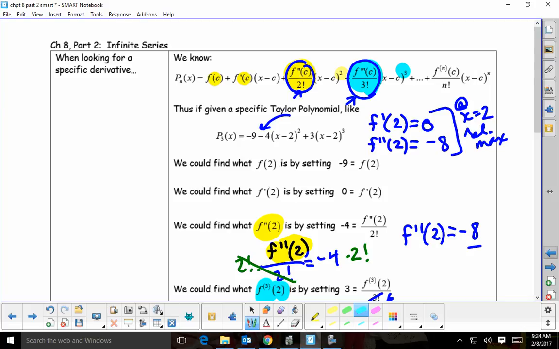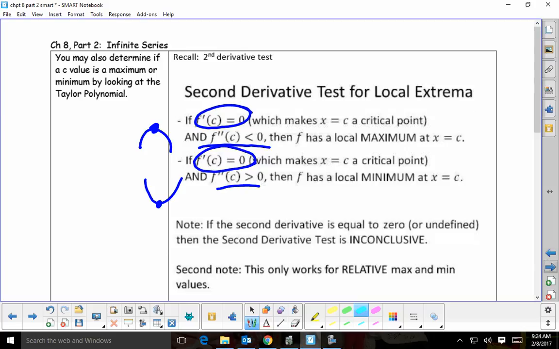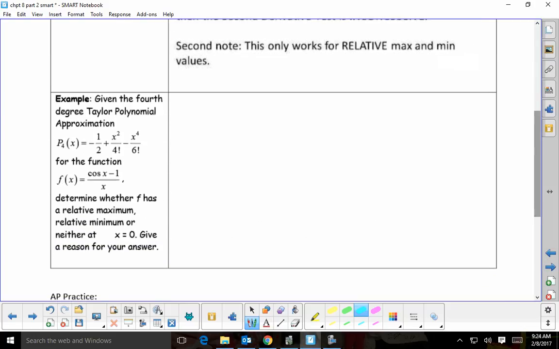And I can see that just by looking at those coefficients. So that's what we're going to look at, see if we can figure this one out, just by looking at those coefficients with the second derivative test. This says, given the fourth degree Taylor polynomial, this guy right here, and that is for that function. Determine whether f has a relative max, relative min, or neither at x equals 0. Well, are we centered at 0? Okay, that's a good thing, or I wouldn't know anything.